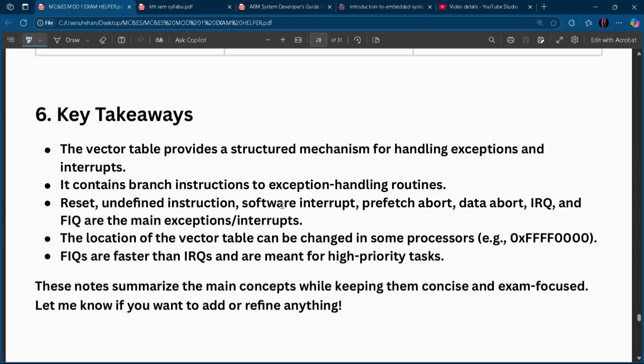So you can just see this. The vector table provides a structured mechanism for handling exceptions and interrupts. It contains branch instructions. Reset, undefined, and so on. All these are the seven: 1, 2, 3, 4, 5, 6, 7. The location of the vector table can be changed in some processors, for example to high memory. FIQs are faster than IRQs and are meant for high priority tasks.